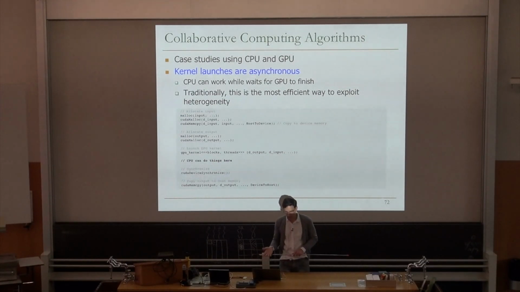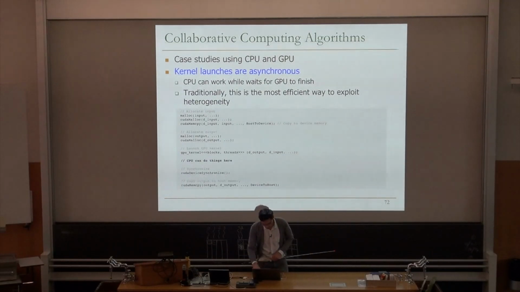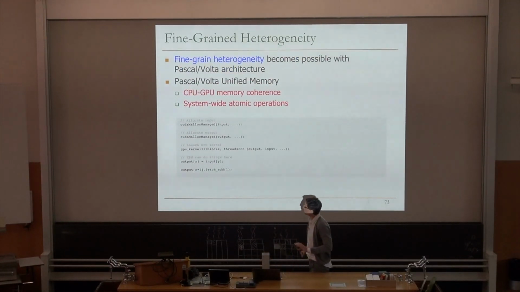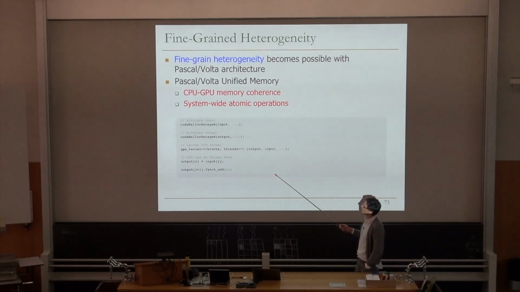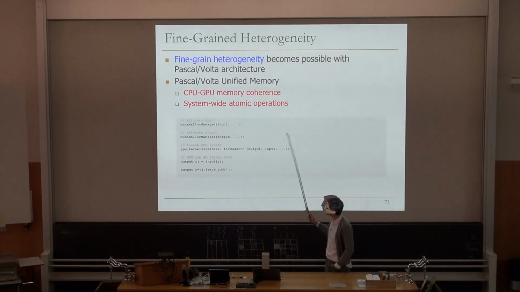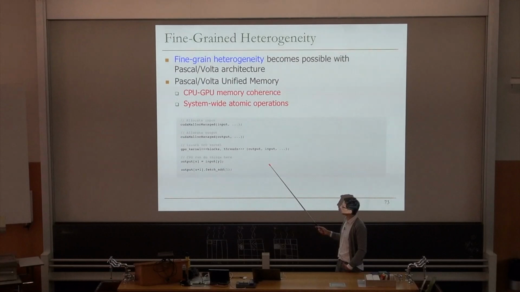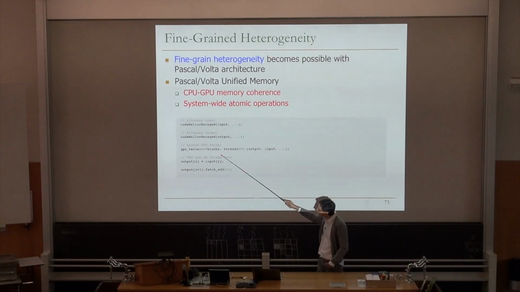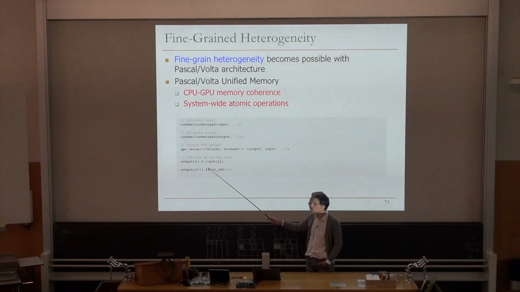But this is not a flexible manner at all. There is not much opportunity for concurrency of CPU threads and GPU threads. Now with unified memory, it's going to be possible to have CPU threads and GPU threads operating at the same time on the same input and output. In this case, we launch one kernel that operates on input and output, and at the same time, we can have the CPU reading from input, writing to output, or even using atomic operations.